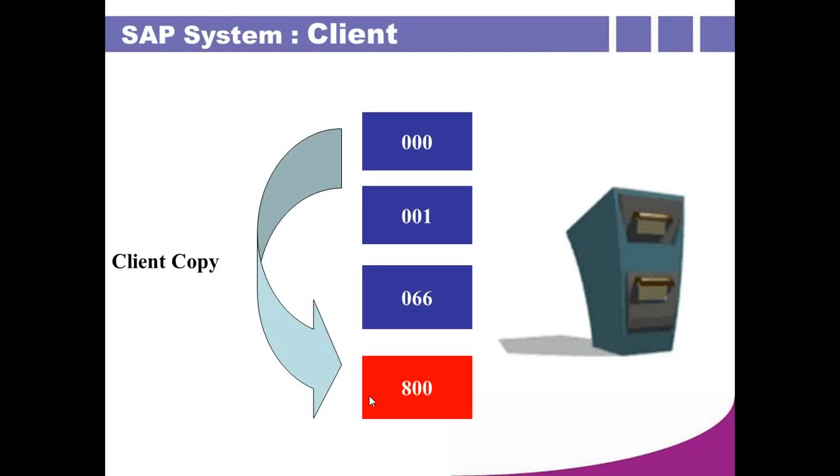Okay, 800 data is client specific, right? Yeah. Client specific data, by sitting in 000 you can't see. That is the client specific MANDT field. If there is no MANDT field, then you can see that data from 000 also. Okay, that is very important.